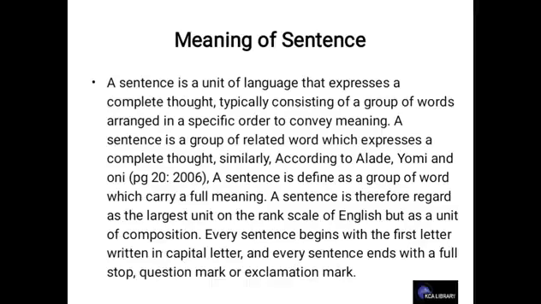It is important to also know that every sentence begins with the first letter written in capital letter, and every sentence ends with a full stop, question mark, or an exclamation mark.